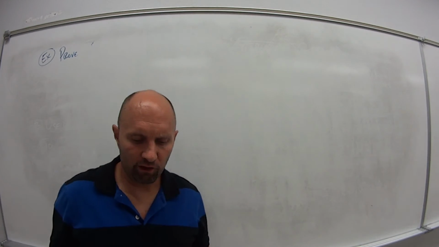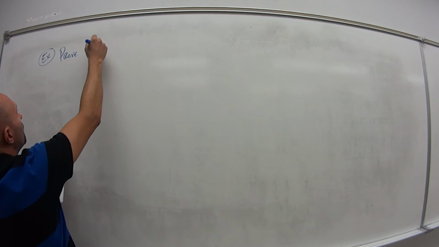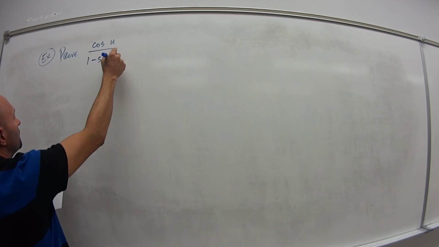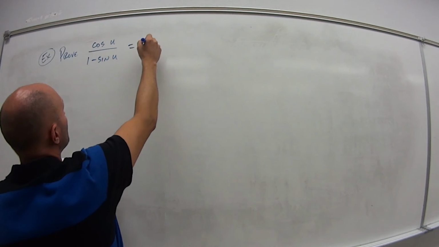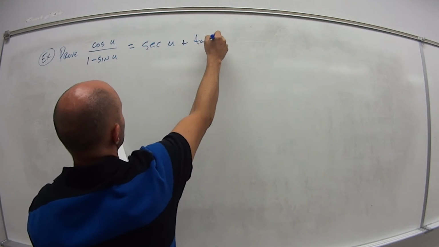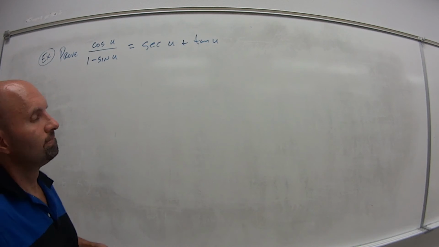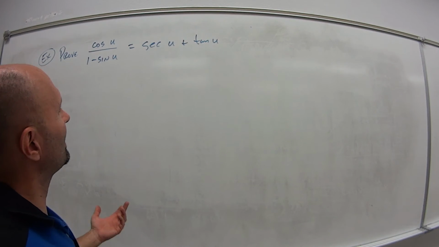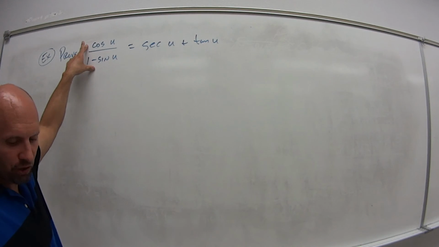All right, so the last example we're going to do, here's another proof. We want to prove that cosine of u over 1 minus sine of u is equal to secant of u plus tangent of u. So here we are. Step 1, we want to decide what's the most complicated side. Again, I would say probably the left because it has a fraction.